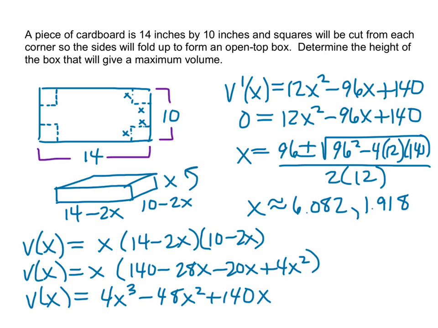Next, we only need one solution here, and one of these numbers does not make sense. It's not in the domain. If x is approximately 6.082, that does not make sense in the domain of this box because the width is 10 minus 2x, and if x is 6, we have 10 minus 2 times 6, which gives us a number close to negative 2. We can't have a width of negative 2. That's not reasonable here. It doesn't make sense for the context. So the only reasonable value we have here is 1.918 for x.